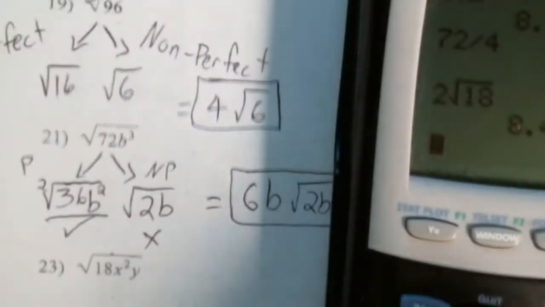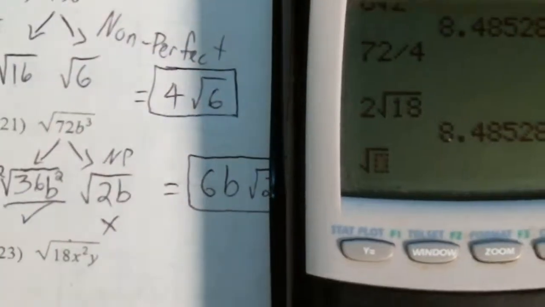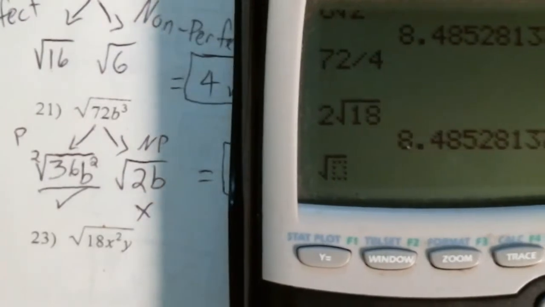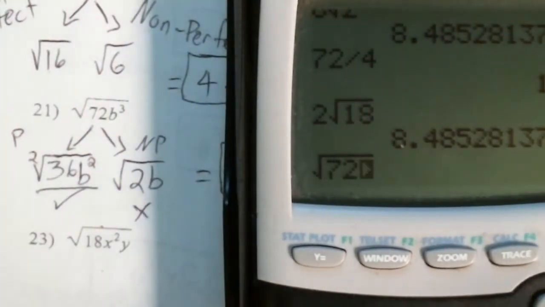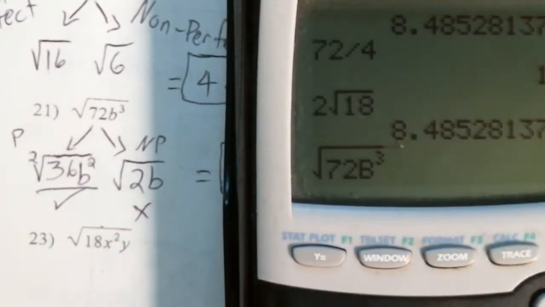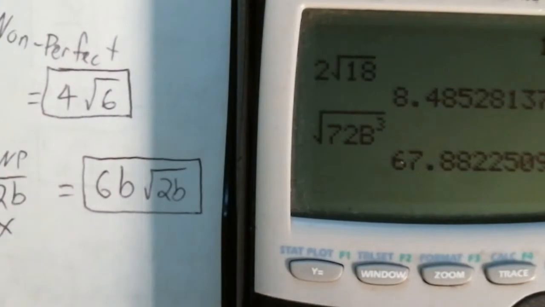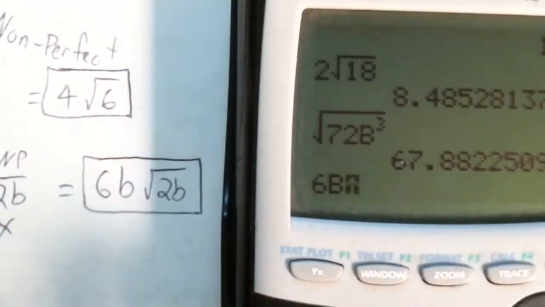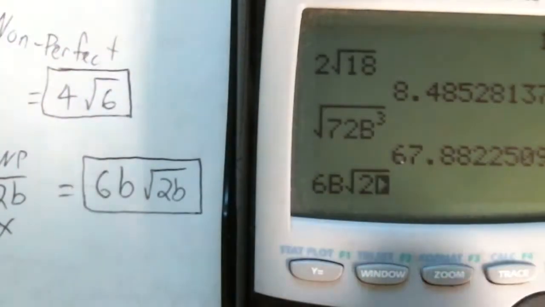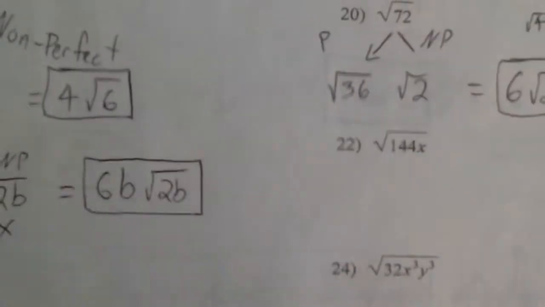Let's check it. I'm going to always remember, you gotta make sure you guys can see this. Square root of 72 a b raised to the 3rd, get some number, and we're saying that's the same thing as 6 a b square root of 2b. Man, what a good feeling that is. What a good feeling that is.